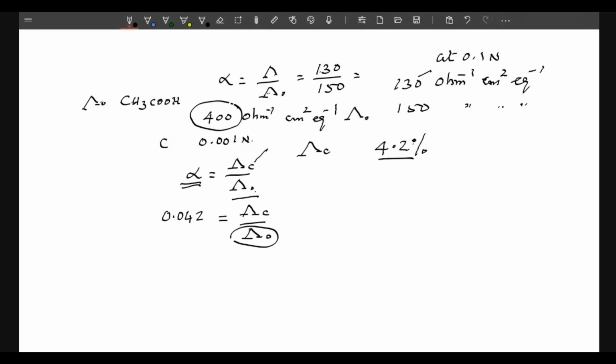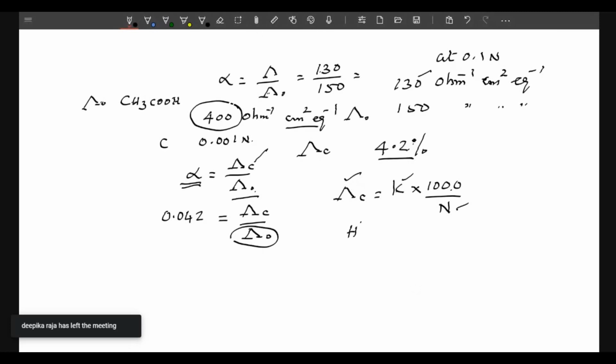Next, lambda C is known, which means you can calculate the kappa of the solution. What is kappa? The specific conductance of the acetic acid. Lambda C, this normality is given, that is equivalent to 0.001. It is in centimeter square, therefore it is kappa times 1000 divided by N, and the kappa can be calculated. This is the first one.